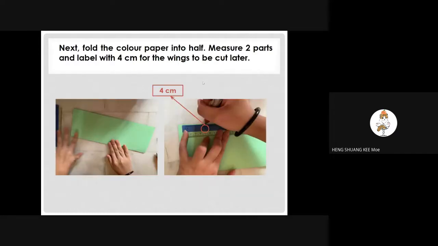Okay, now we will fold the color paper into half. This is to make the wings for the butterfly. Measure two parts and label with 4 cm for the wings to be cut later.